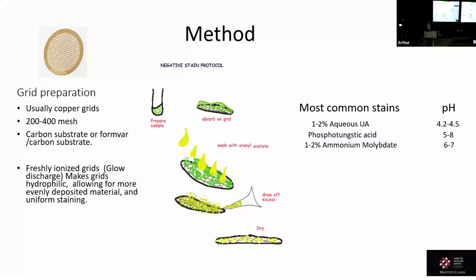Most common stains that we're using: 1 to 2% aqueous uranyl acetate, phosphotungstic acid, or 1 to 2% ammonium molybdate. They all have different pHs, and so that may affect and interact with your buffers or with your proteins differently, creating better or worse samples.